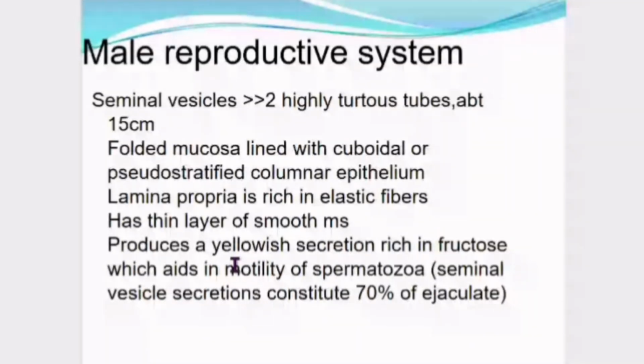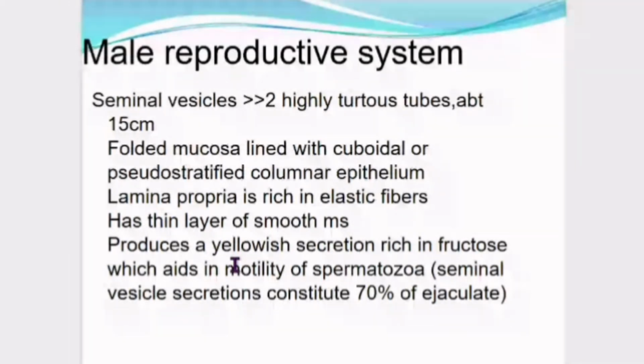Lastly, the most important thing, your seminal vesicles, they will secrete 70% of the ejaculate. This question was there in our exam. So the majority of the secretion comes from the seminal vesicles, right? You have got two of them, and you've got a folded mucosa. Your prostate gland and your seminal vesicles are both going to be lined by pseudostratified columnar epithelia or simple columnar epithelia. Okay, so that is done.